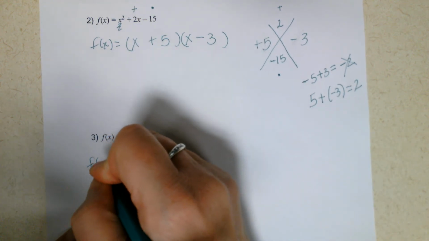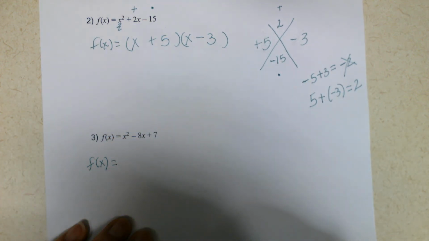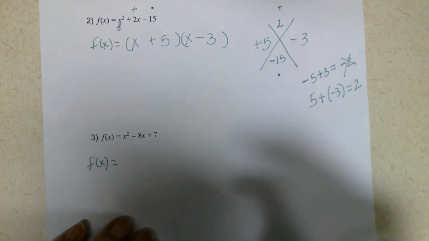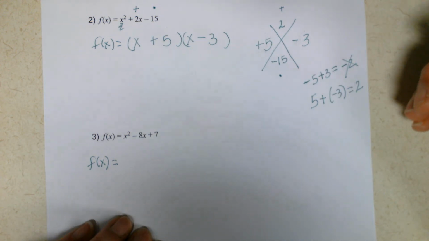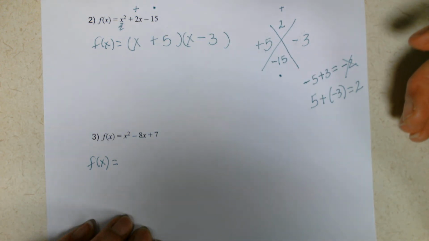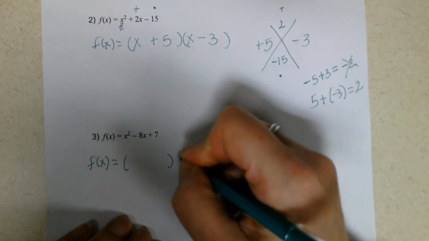Okay, let's try number 3. Now, the only way to get really good at this is doing them over and over and over and over until you're just able to see it and you don't actually have to use this method. You're just like, oh, I know the two numbers. Yes, you can get to that level of understanding. It just takes practice. That's in doing the examples.